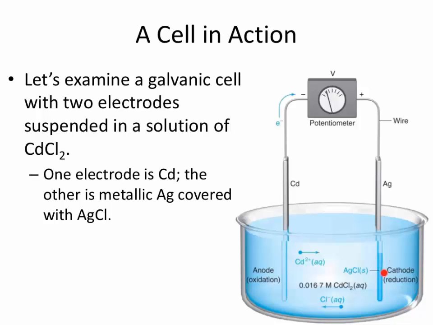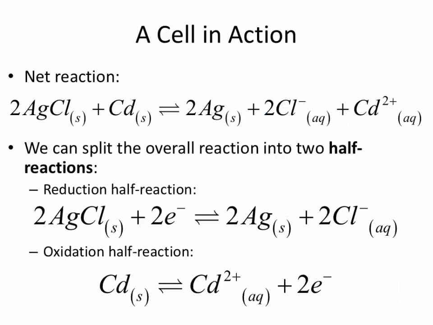And again, the cathode is where the reduction is occurring. Now, the net reaction here looks something like this, where we have 2 silver chloride. In this case, it's in the solid phase because it's stuck onto the outside of our silver electrode. So our 2 silver chlorides are reacting with our solid cadmium to form 2 silver atoms. Note the charge here is 0, plus 2 chloride ions, plus our cadmium 2+ ion.